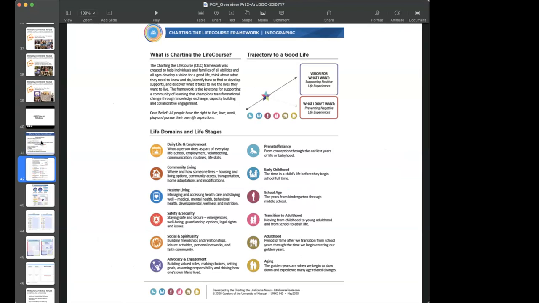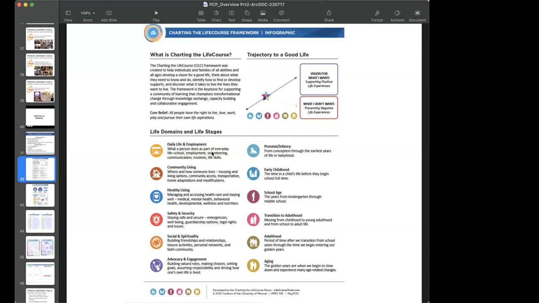Remembering that Charting the Life Course is a trajectory, it goes across the board, right? We think about the trajectory that people have. I think this idea of life domains and life stages is an incredibly helpful framework for thinking about good person-centered planning. What is the daily life of people, including their employment? Where do they live in their communities? How are they healthy in their communities? What kind of safety and security do people need? Where are their social and spiritual outlets? And then where is the engagement and advocacy that actually happens for people? So all of these domains make up what would be a good life.